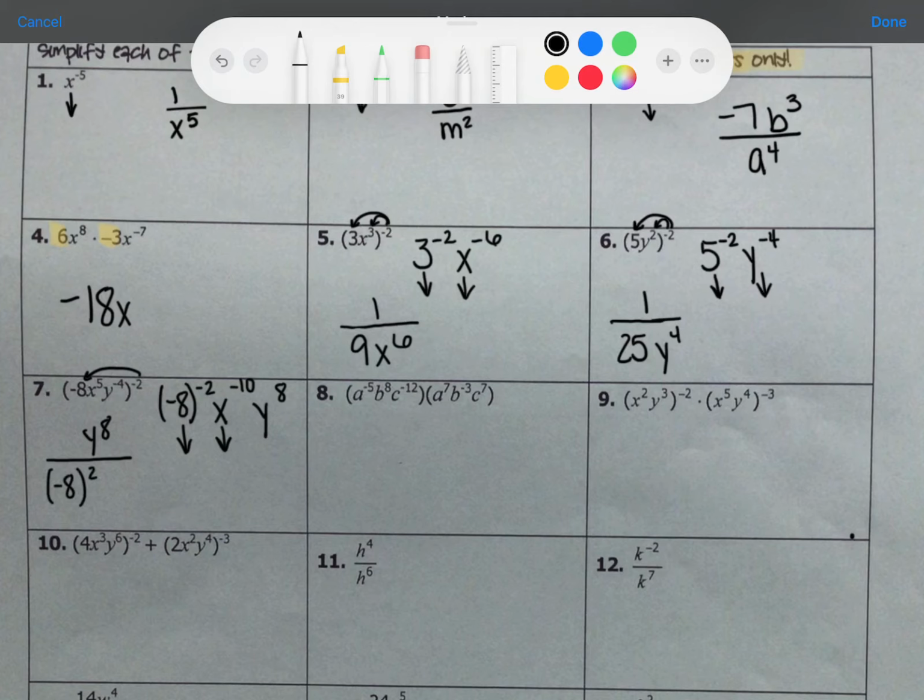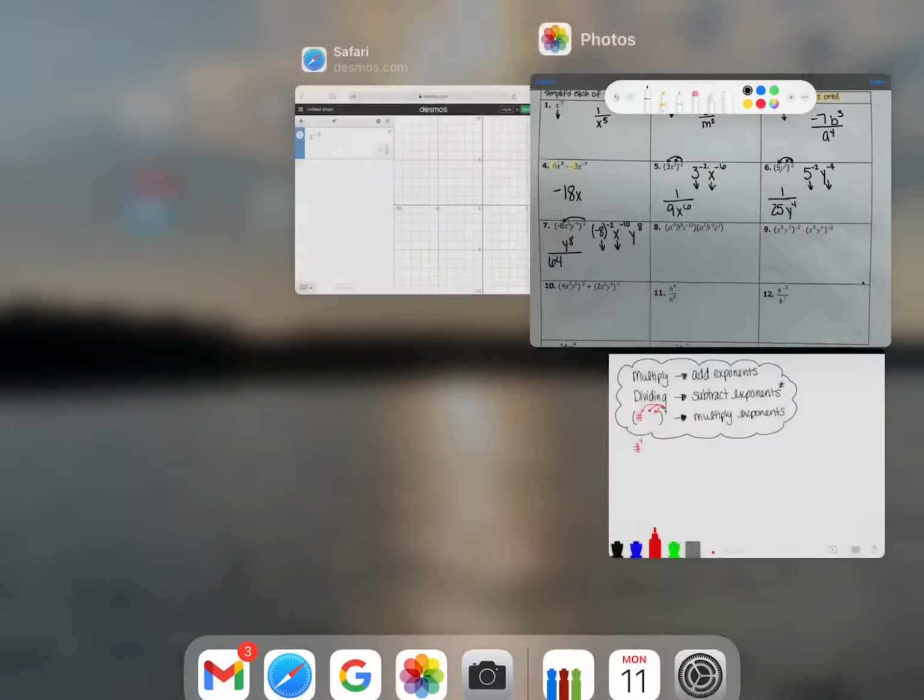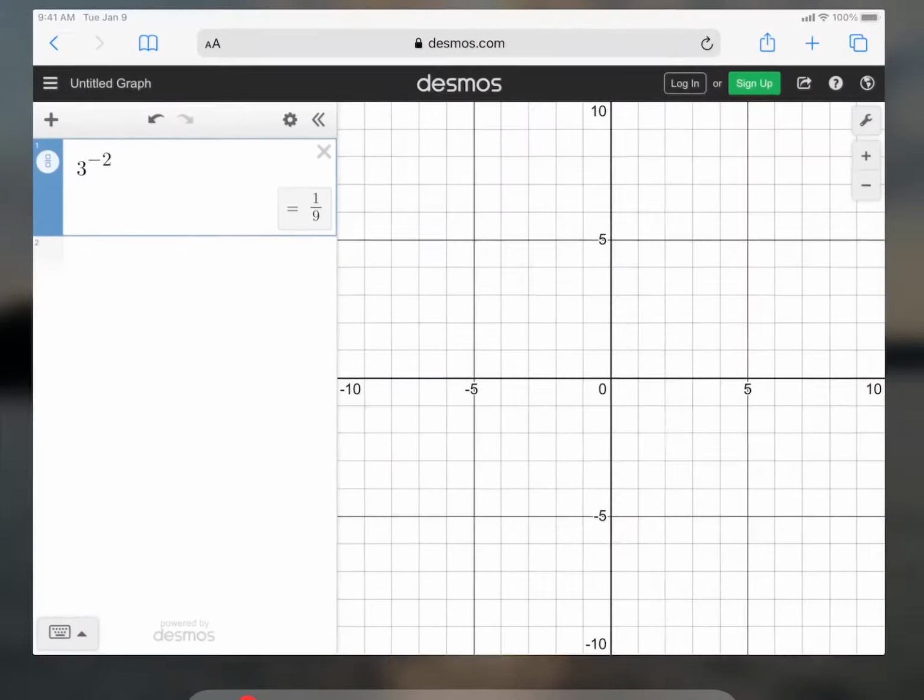What is negative 8 squared? What's negative 8 times itself? Did you say 64? You are correct. So just make that a 64. Negative 8 to the negative second power. And if you're not sure, remember that's where Desmos comes in handy.